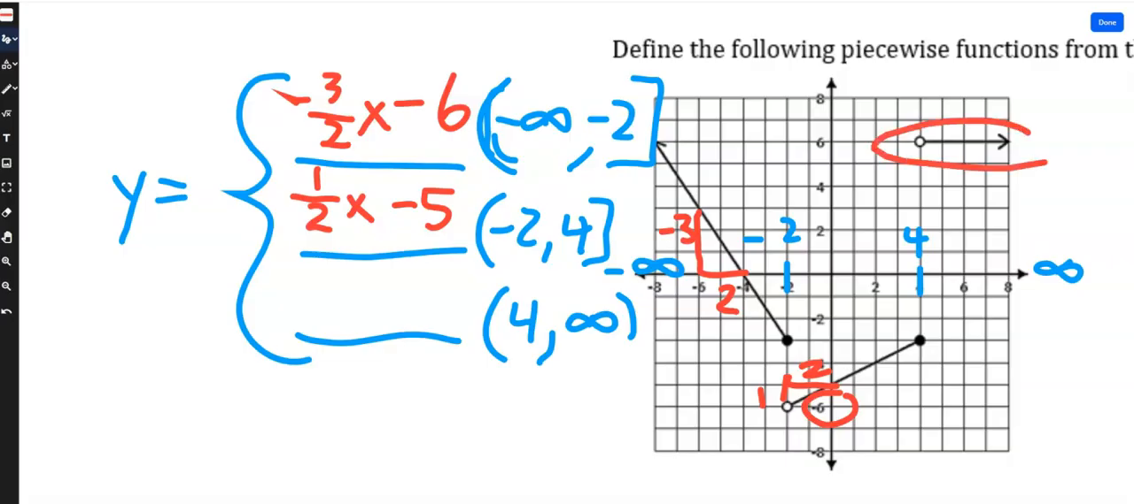Lastly, the one on the far right is just plain old 6. Don't have to worry about anything because it's just a constant. And that's the equation, or the piecewise function, for this particular graph.